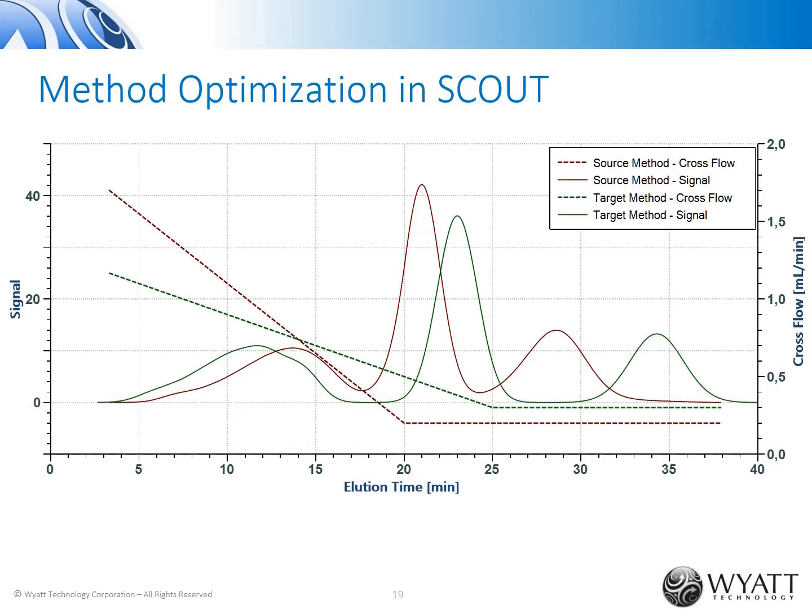We use Scout to modify the crossflow gradient and to predict what it will do to our fractogram. So what we do, basically 2 changes. We're reducing the crossflow from the higher value to a lower value, and we also decrease it over a longer period of time, and we will stay at a higher crossflow at the end of the gradient. All of this predicts that the 2 later eluting peaks will be more than baseline separated. This is the green trace that we see here in the fractogram.